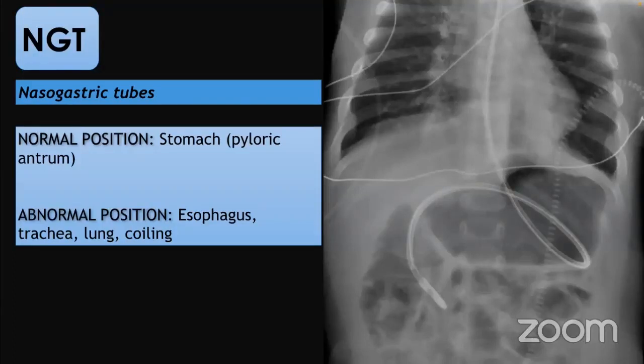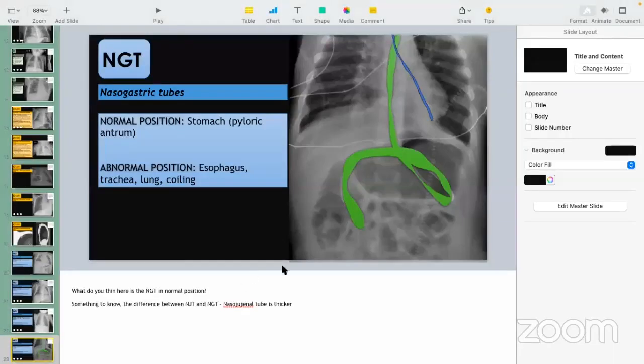What do you think about this tube? You can share your opinion about this tube. What's the type of the tube? And is it in position or not? Sorry, I will try to see the answers.